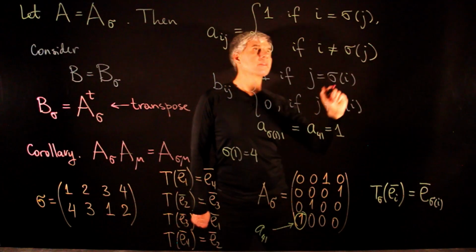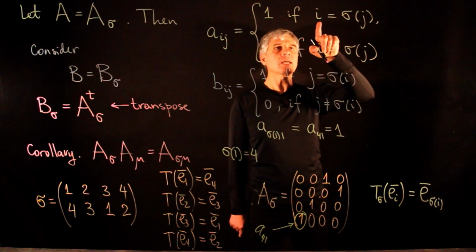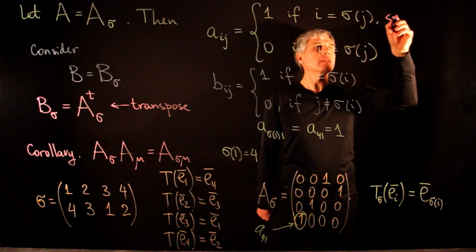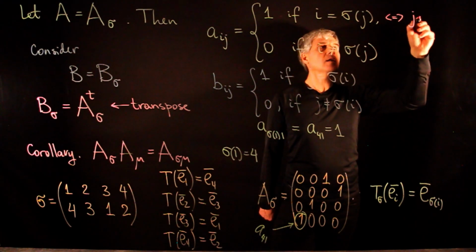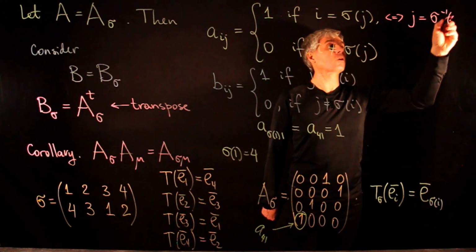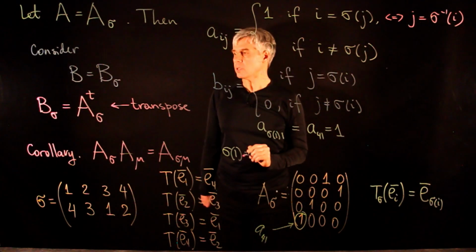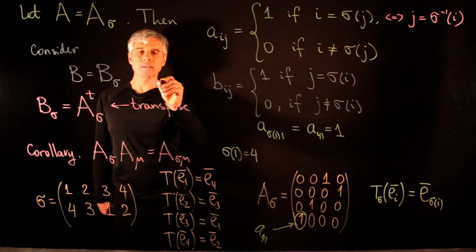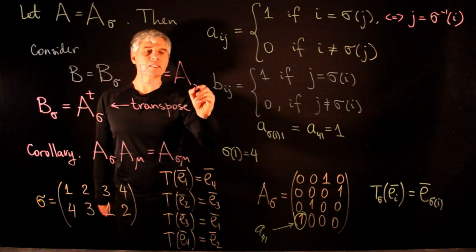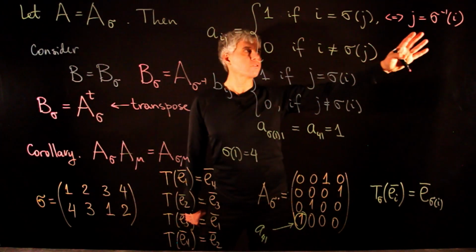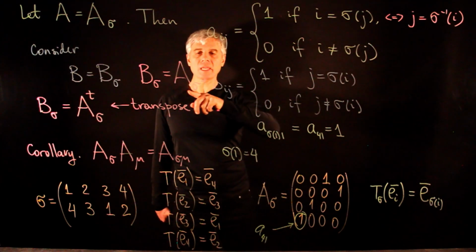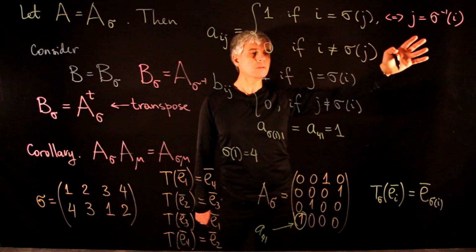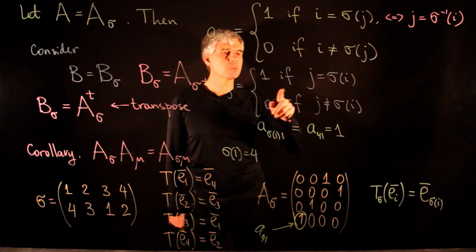But on the other hand, this relation that i is equal to sigma of j can also be written as j is equal to sigma inverse of i. And because of this, we get another relation that B sigma is equal to A sigma inverse. From this alternative presentation, we see that if we take A sigma inverse and switch the notations using this little trick, then we will get exactly the matrix B sigma.